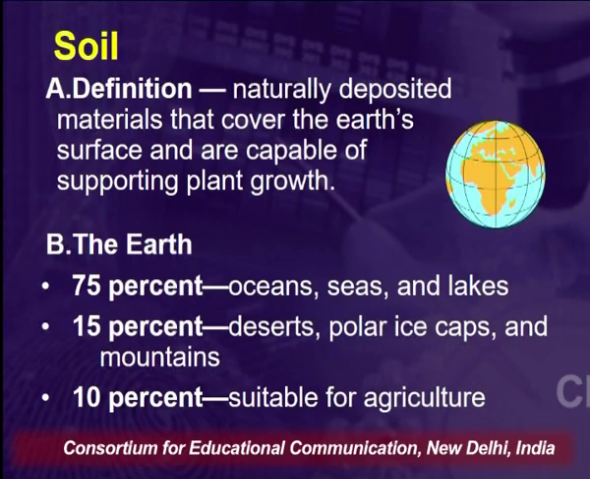To define soil, it is a naturally deposited material that covers the earth's surface and is capable of supporting plant growth. When we are talking about the earth, 75% is oceans, seas and lakes, 15% is deserts, polar caps and mountains, and the 10% which remains is suitable for agriculture. So, soil is basically the naturally deposited materials or minerals which have come from the parent material, the mountains, with the water, and with time the soil profile is maintained.